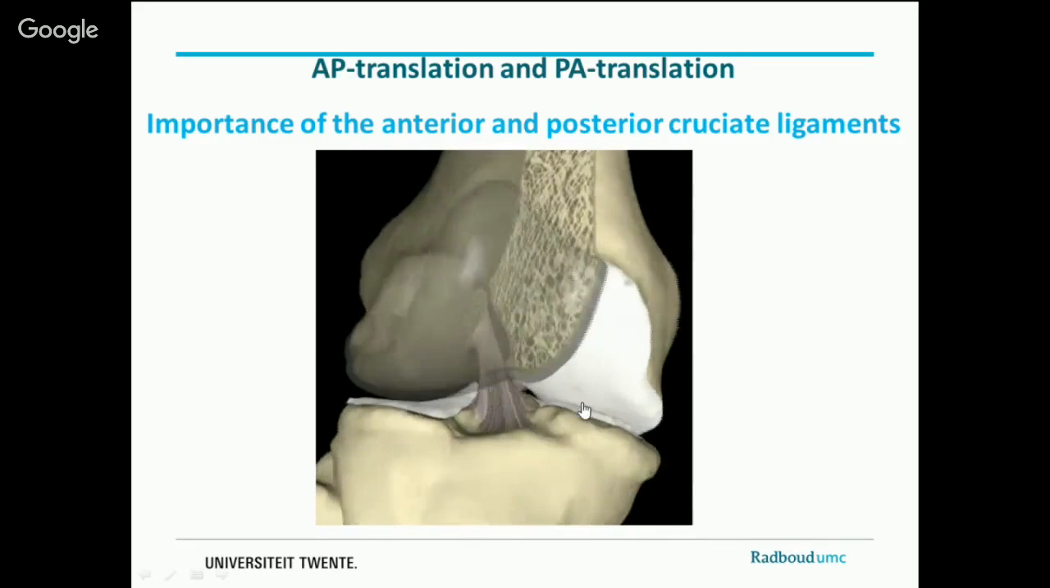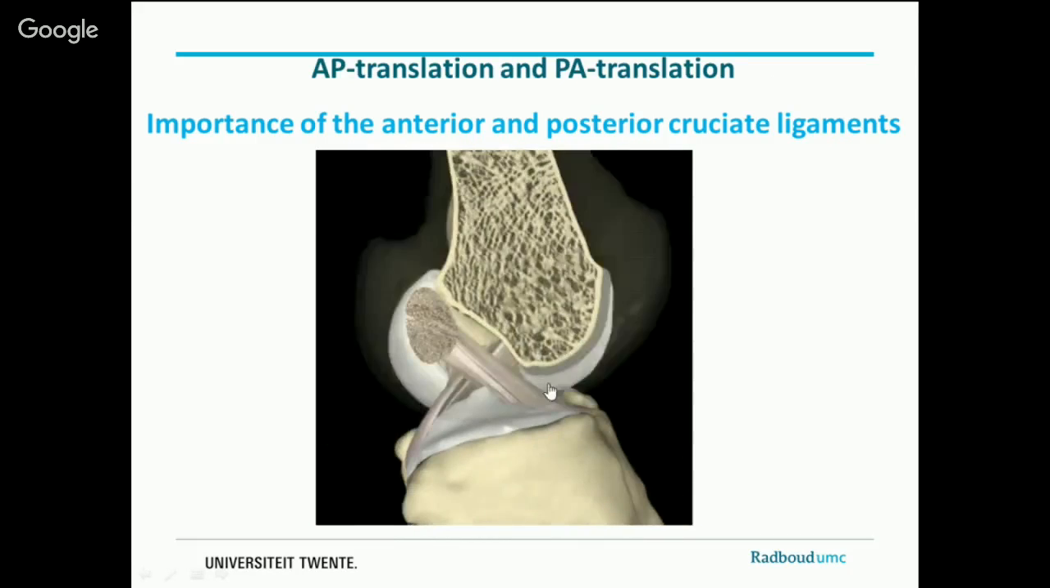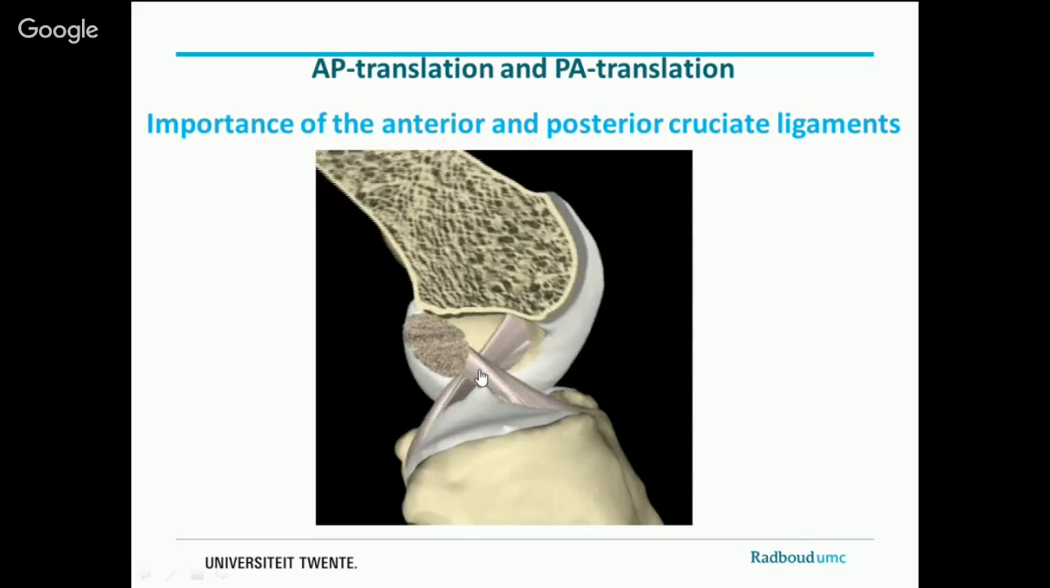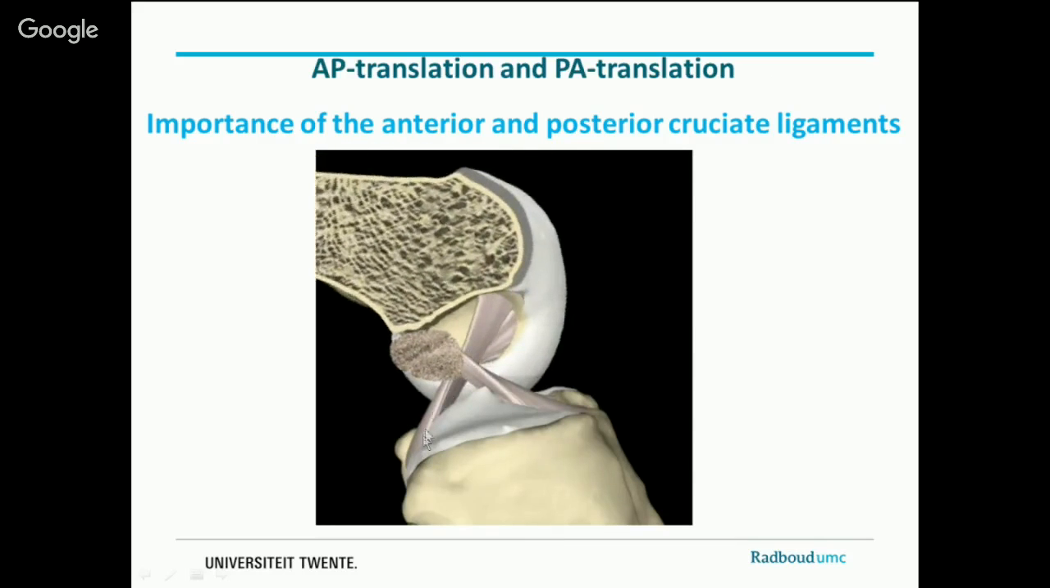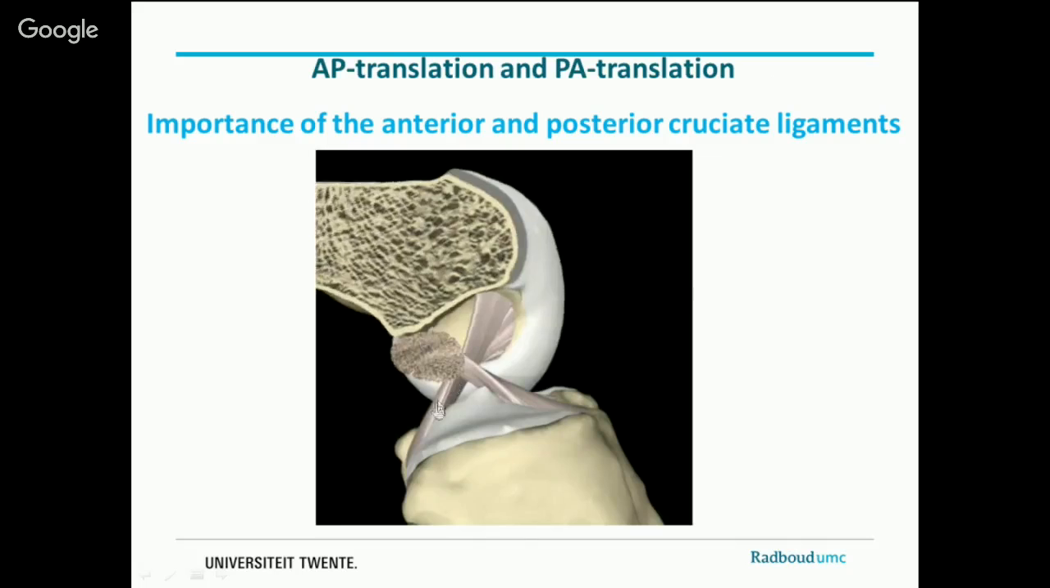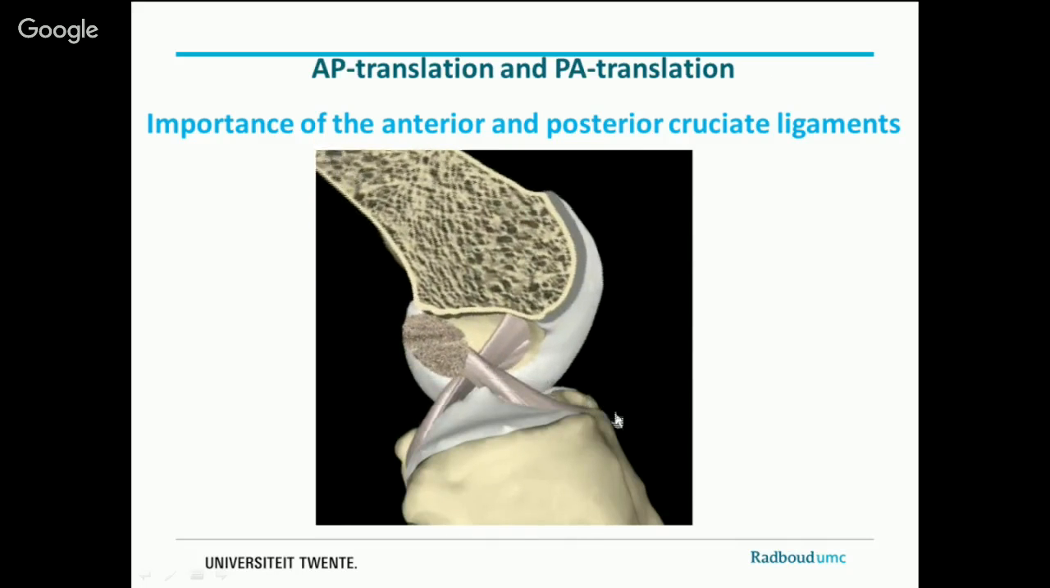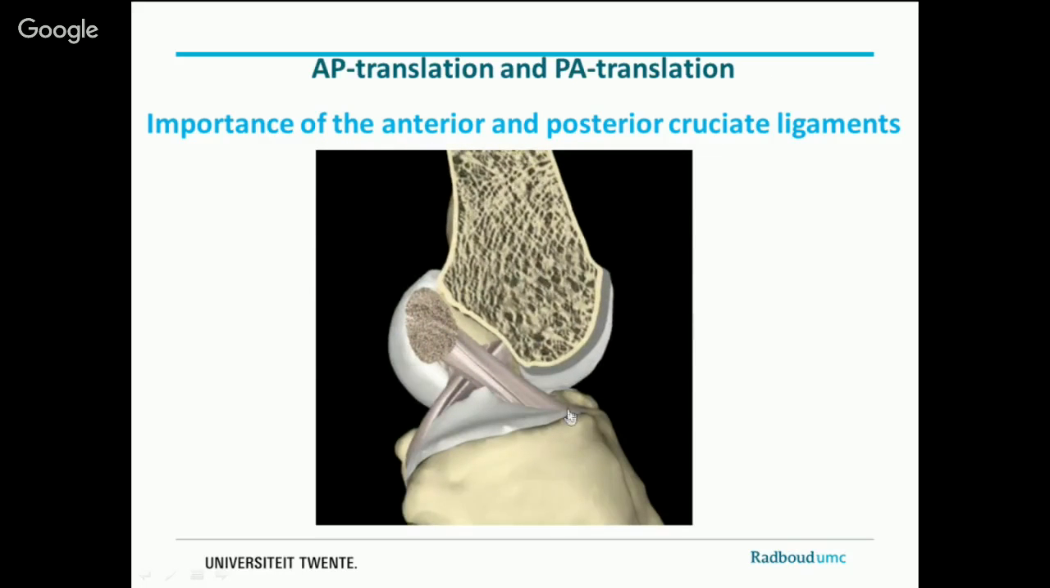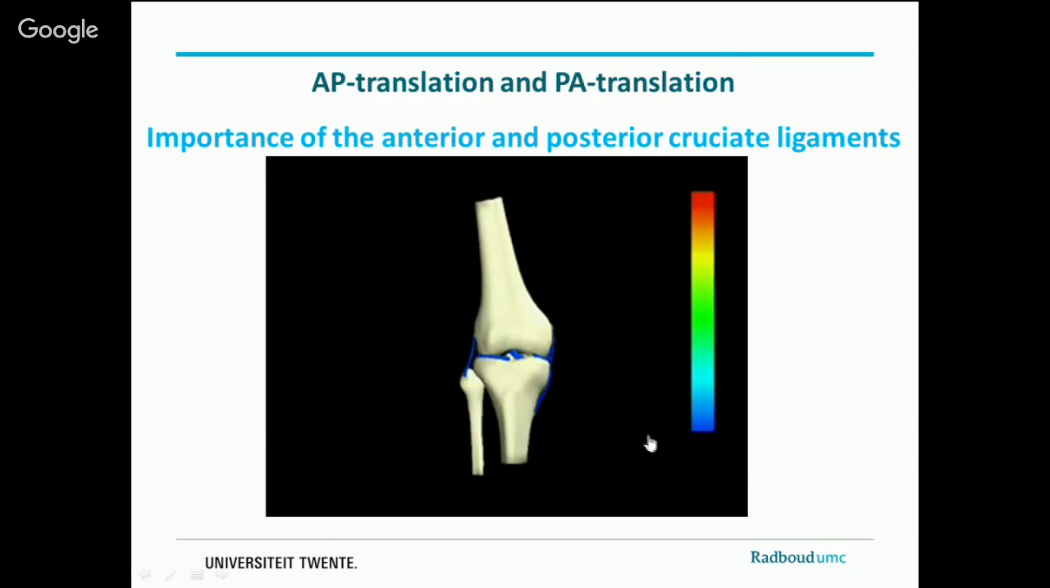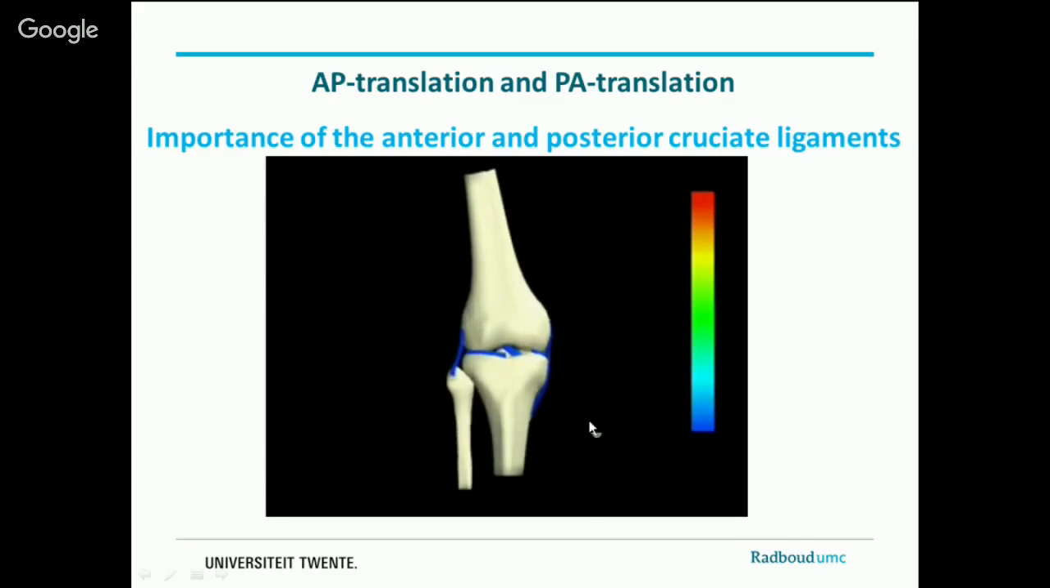To show the cruciate ligaments, I think this is a nice animation. These are the cruciate ligaments. This is the PCL, the posterior cruciate ligament. This is the anterior cruciate ligament because this is anterior. So the ACL does not permit the tibia moving forward, because then it's stretched, and the PCL does the other way. So you can look at this animation again.